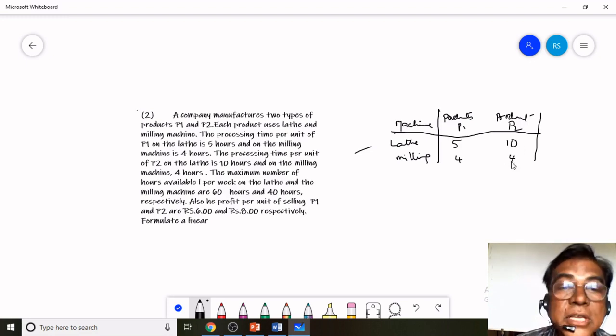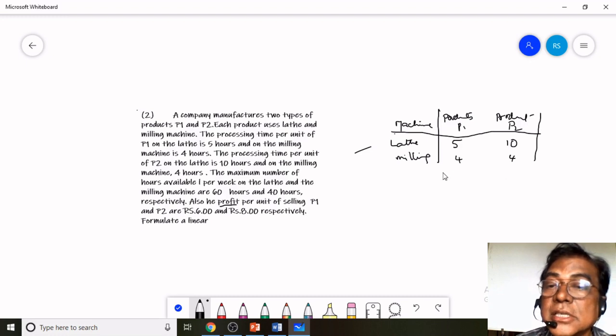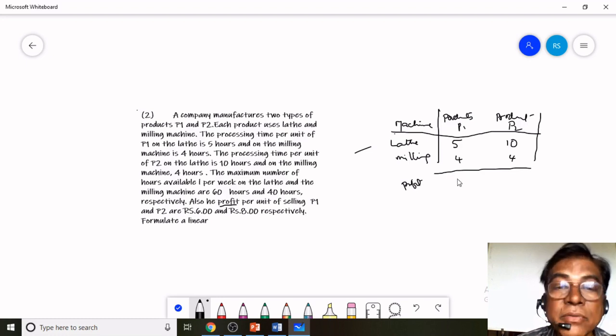Another is the profit. Here please read the maximum. The question is to calculate the maximum. Maximum is nothing but the selling profit. So this is a very, very important point. Profit means you draw a horizontal line here and write down profit here. So the profit on P1 is 6 rupees and on P2 it is 8 rupees.